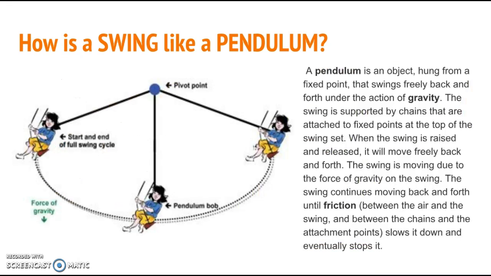So how is a swing like a pendulum? That's my overall question. A pendulum is an object hung from a fixed point that swings freely back and forth under the action of gravity, and it is supported by chains that are attached to fixed points at the top of the swing set. It continues to swing back and forth until friction slows it down.